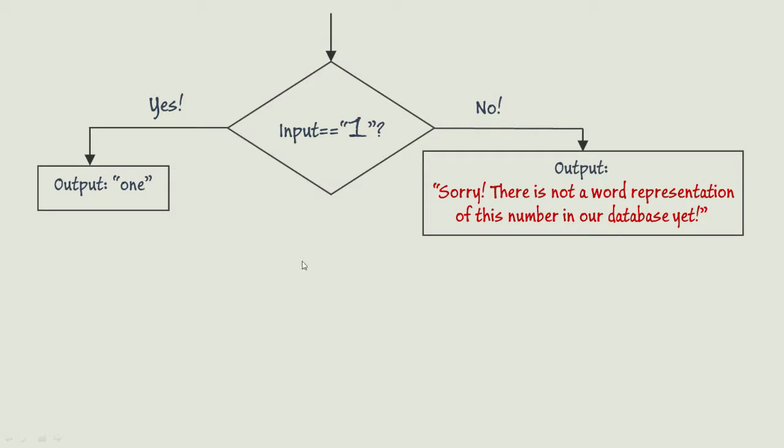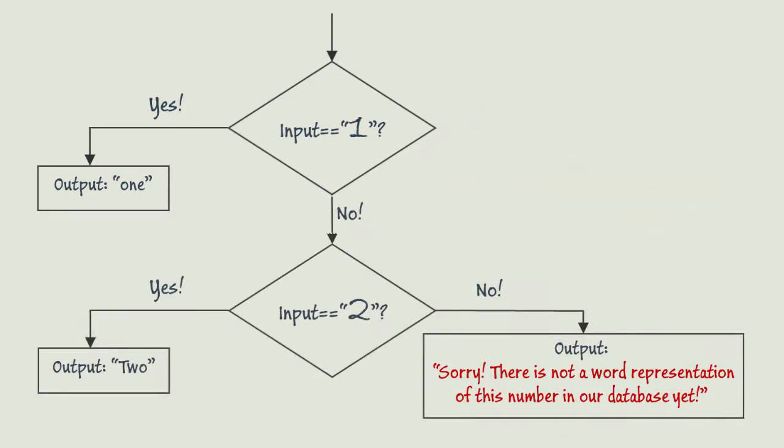So far, our application has been covering only one number, which is 1. However, ask yourself, what if we want this application to cover more numbers? Let's say, what if we want this application to cover number 2 as well? So we just need to change the flowchart to something like this.